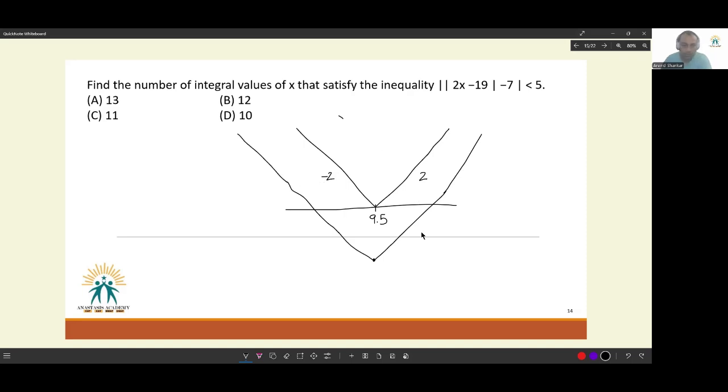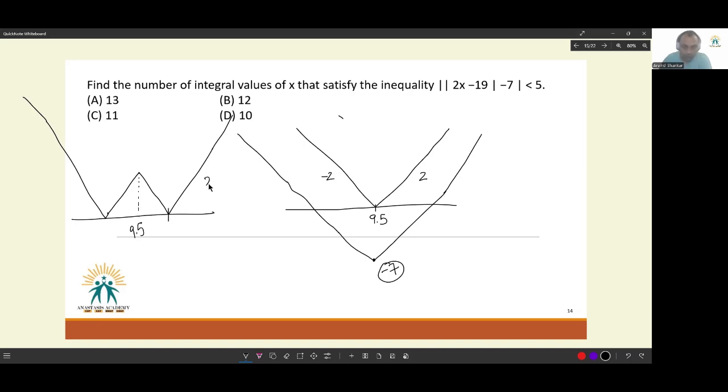Like this, two parallel lines will go. Here, the value of the function is minus 7. But because we are modding this, the final version of the graph will be like this. It will be a W shape. This local maxima will occur at 9.5.